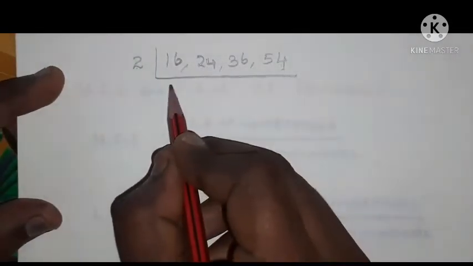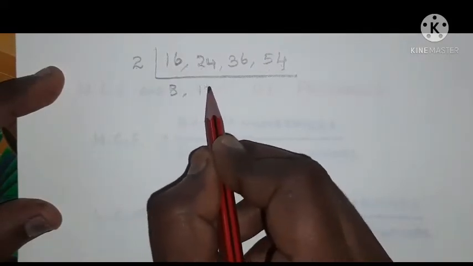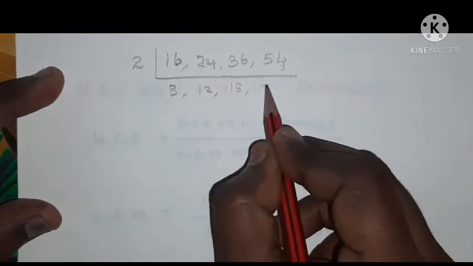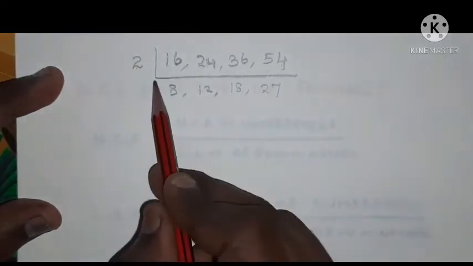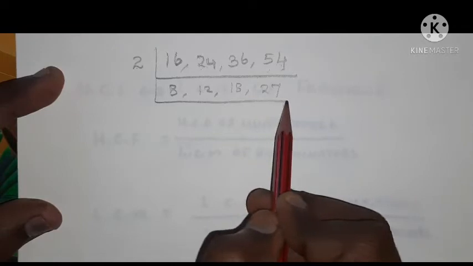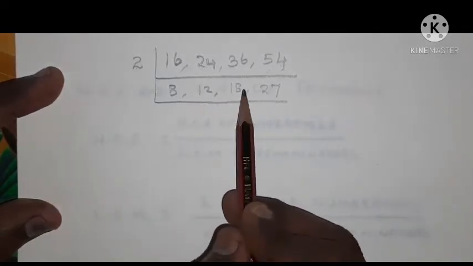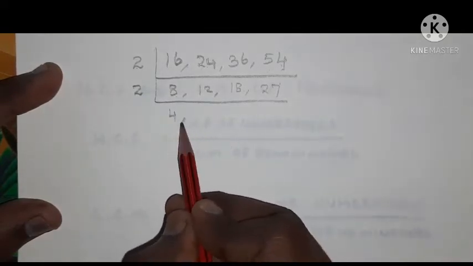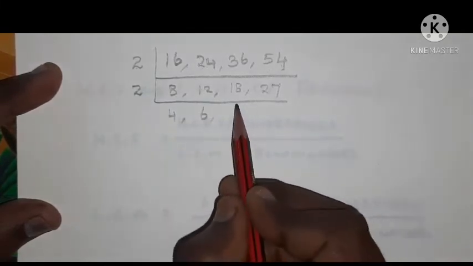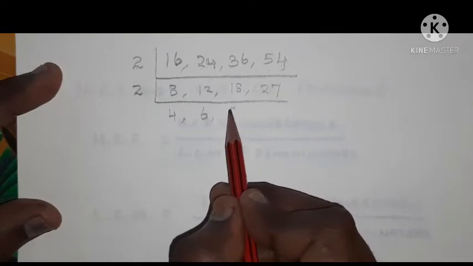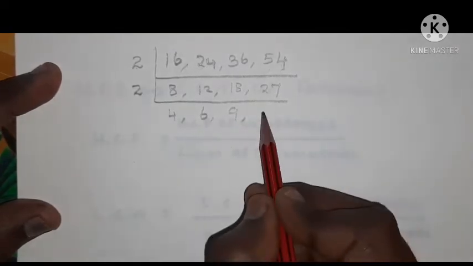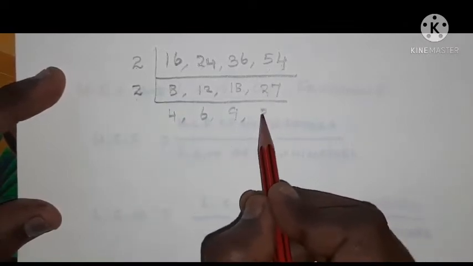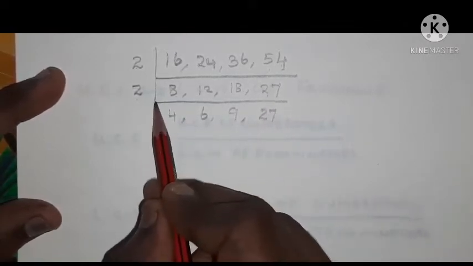So now 8 2s are 16, 12 2s are 24, 18 2s are 36 and 27 2s are 54. Let it be. Next, look here. We have 3 even numbers, hence again I can go for 2. So 4 2s are 8, 6 2s are 12, 9 2s are 18, and 27 could not be divided by 2, hence I keep it as 27 itself.